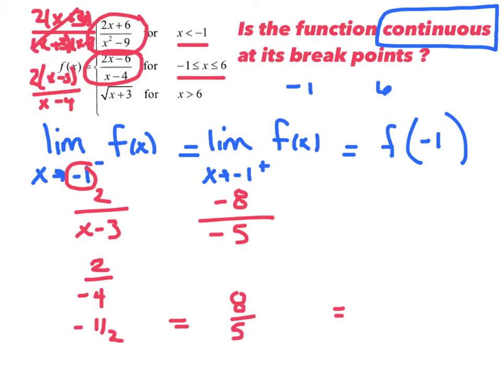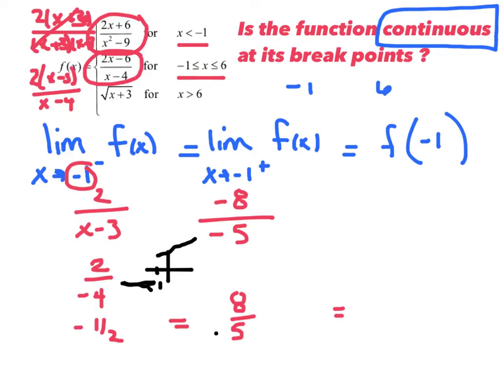Now, does the limit exist? Does the left side equal the right side? And my answer is no. I technically don't have to go any further. This function is not continuous. And again, what I'm implying is that at -1, this side is approaching a height of -1/2, and this side is approaching 8/5. It has no chance of being continuous if the left and the right don't even equal each other. But I will go further just to finish my problem here.